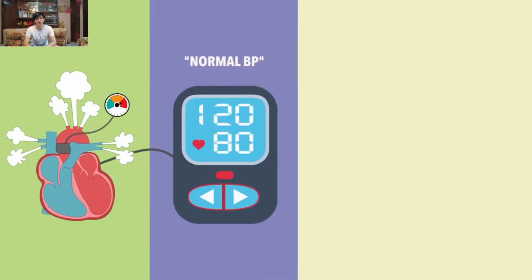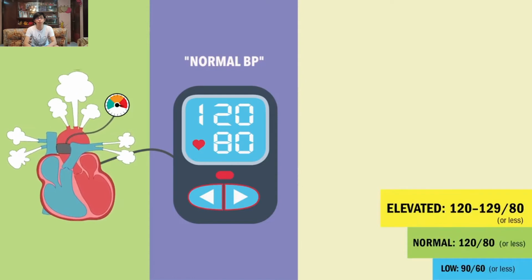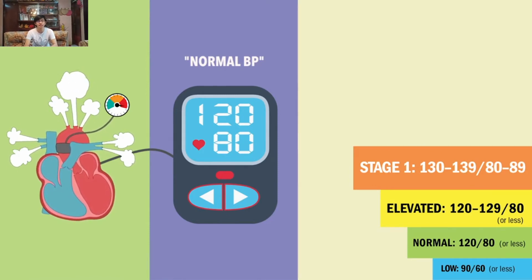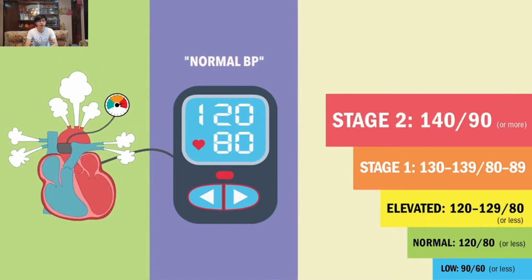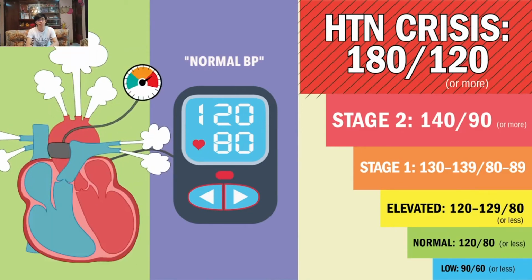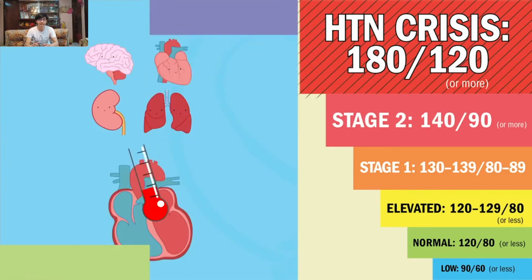In regard with the values, elevated BP starts at 120 to 129 over 80. Stage 1 hypertension is when systolic is 130 to 139 and diastolic is 80 to 89. We start taking concern when blood pressure gets to stage 2. This is 140 over 90. Remember, the heart says, "Oh lord." Hypertension crisis arises when the BP gets to 180 over 120 or higher. Take note that this is dangerous because it can cause serious problems like brain damage and heart attack.